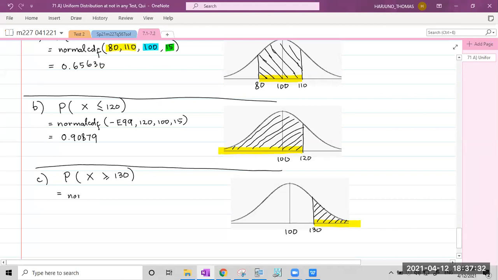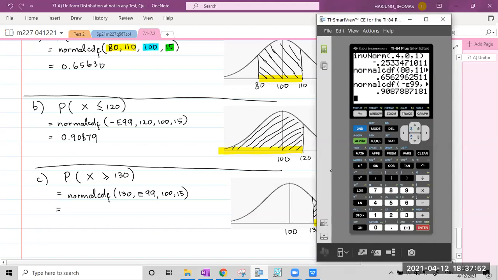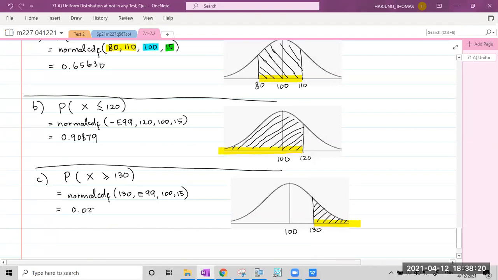That's normal CDF. Lower bound 130, upper bound E99. The mean is 100, standard deviation 15. Normal CDF, lower bound 130, upper bound E99, the mean is 100, standard deviation 15: 0.02275.